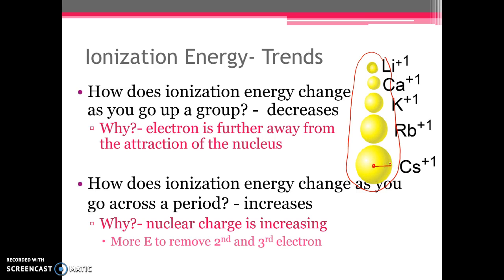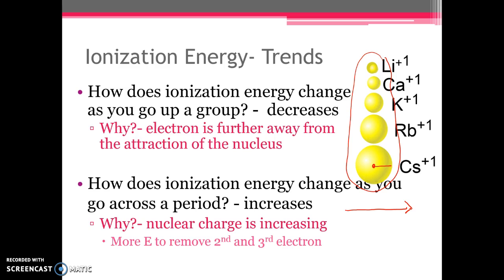How does ionization energy change as you go across the period? It increases. So as I go from left to right, the energy is going to increase. Why? Nuclear charge is increasing. Remember that those atoms are more attracted, or the electrons are more attracted to the positive charge in the nucleus.